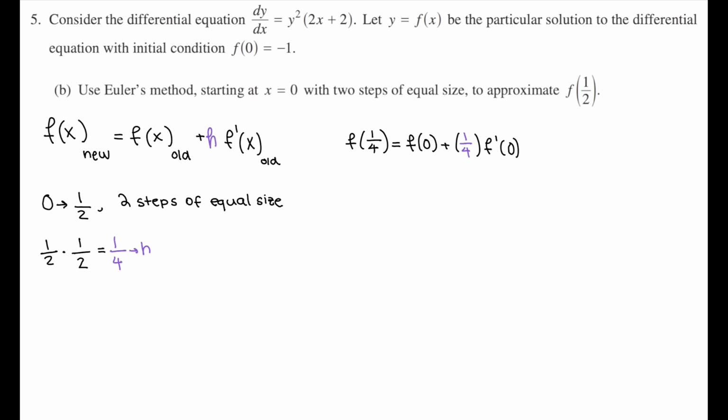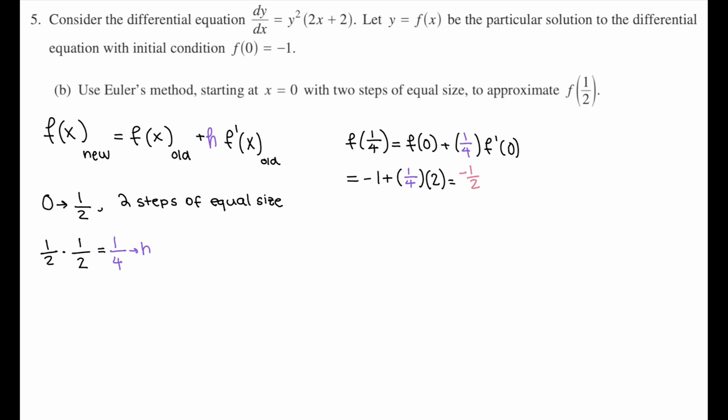So once you evaluate that, we get -1 for f of 0. It's the given initial condition right here. F of 0, -1, plus 1/4, which was the step size, times 2. Right here, dy dx is essentially the same thing as f prime of x. So we plug in 0 for that, and we get 2. So our answer for f of 1/4 would be -1/2.